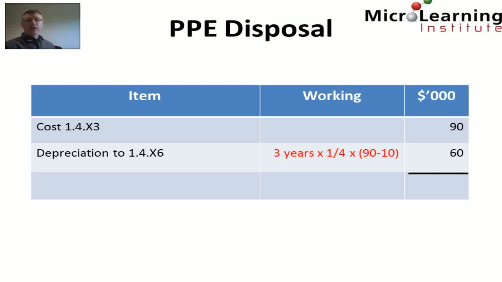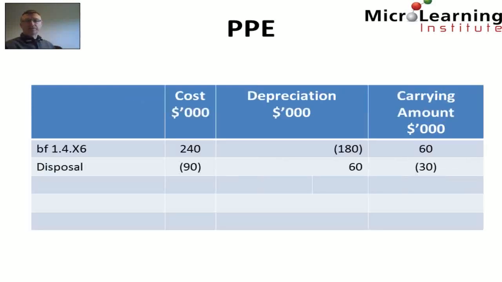So consequently, our accumulated depreciation is 60, giving us a net carrying amount at the date of disposal on the 1st of April X6 of $30,000. Now again, it's important to note that the 1st of April X6 is actually the first date of the year where we're presenting financial information. So here we see the disposal entered into our property, plant and equipment schedule.